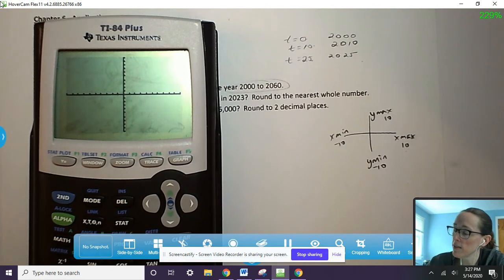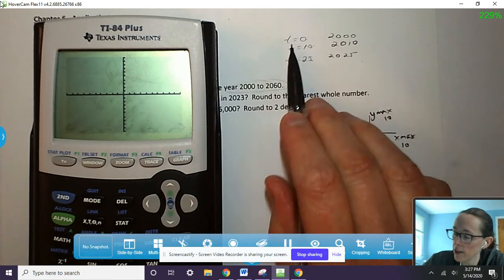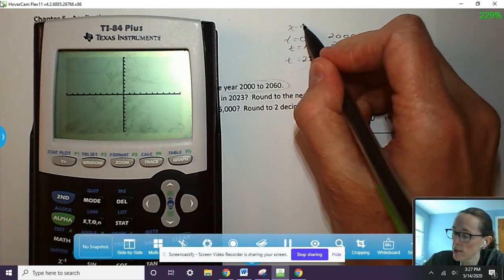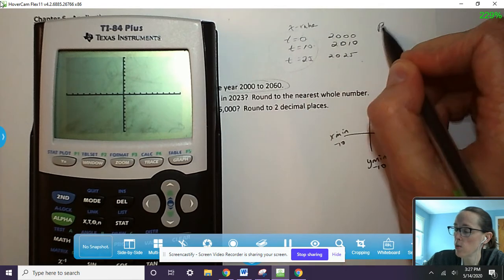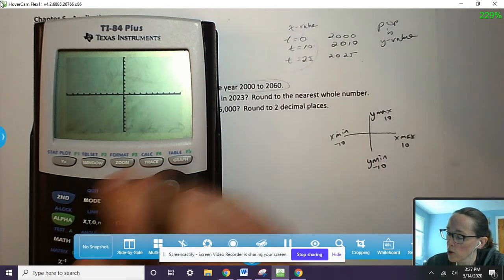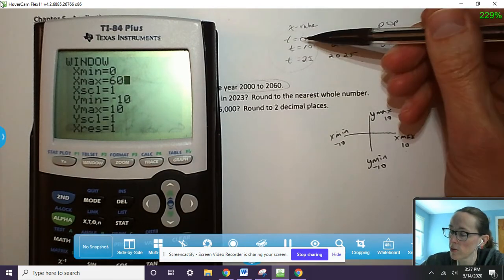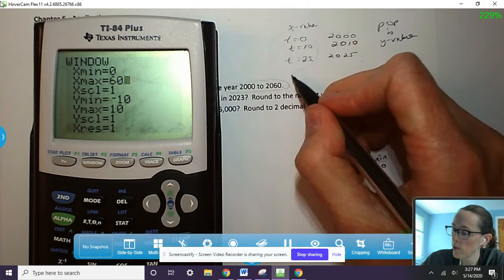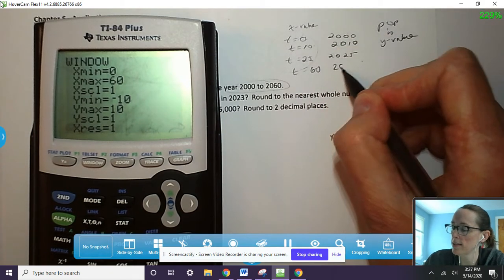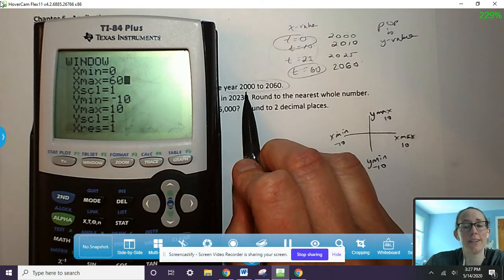So that actually gives us our X min and X max because the time is the X value. The X value is the time and the population is the Y value. So what we want to do is go into our window and see from 0 to 60, because that'll take us when t equals 0, that's 2000. And when t equals 60, that's the year 2060. So this tells us our x min and this tells us our x max.